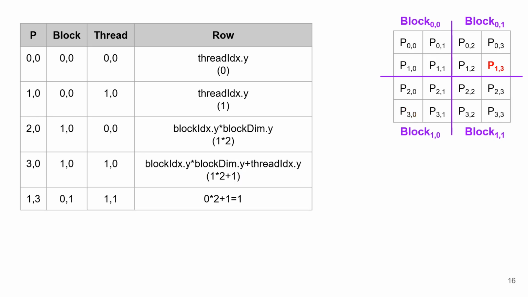You can also use the same formula for others. For P13, we know that blockIdx.y is 0, blockDim.y is 2, and threadIdx.y is 1, so the row number is 1. And one more example, P22 is in row number 2.